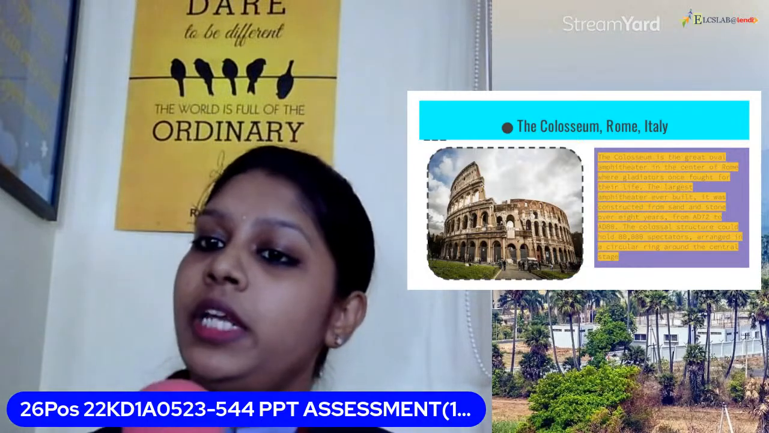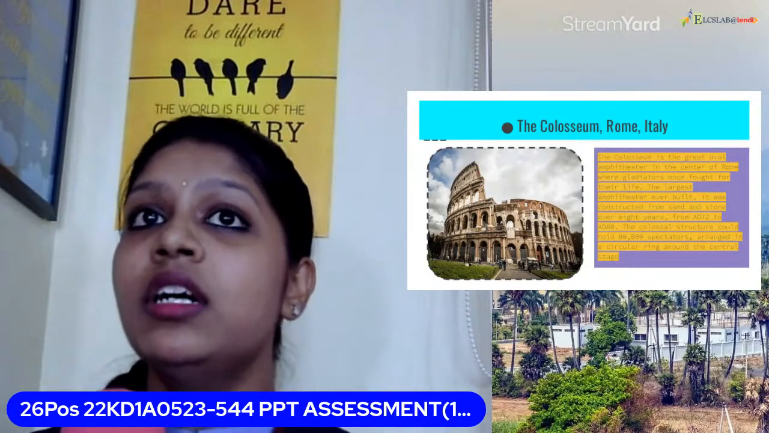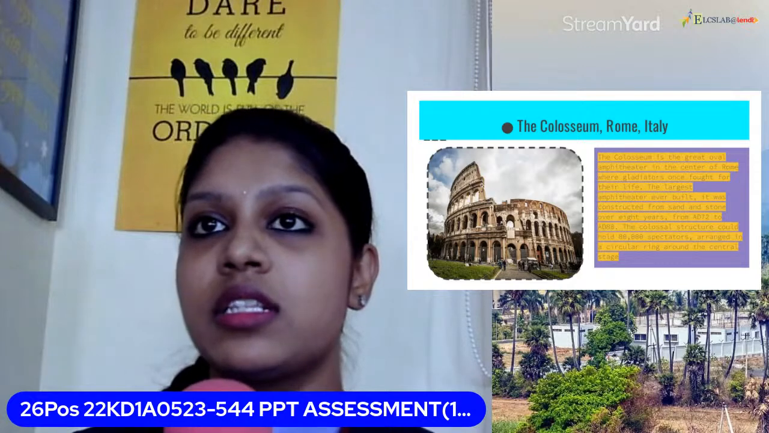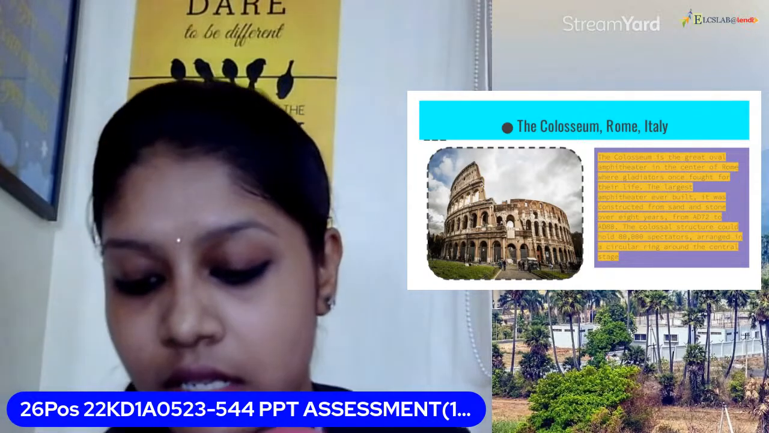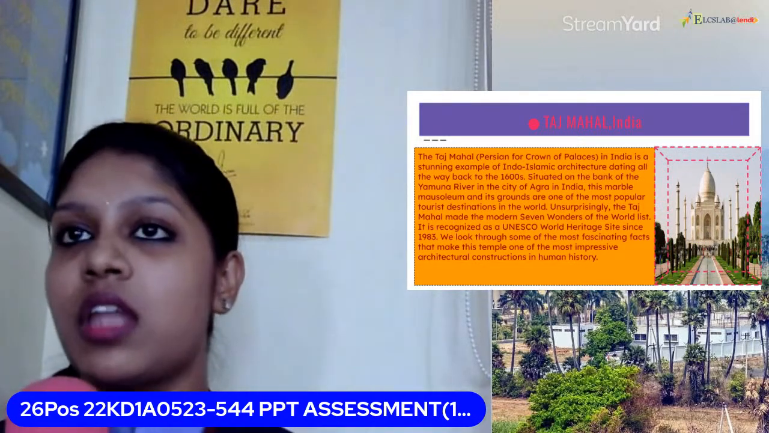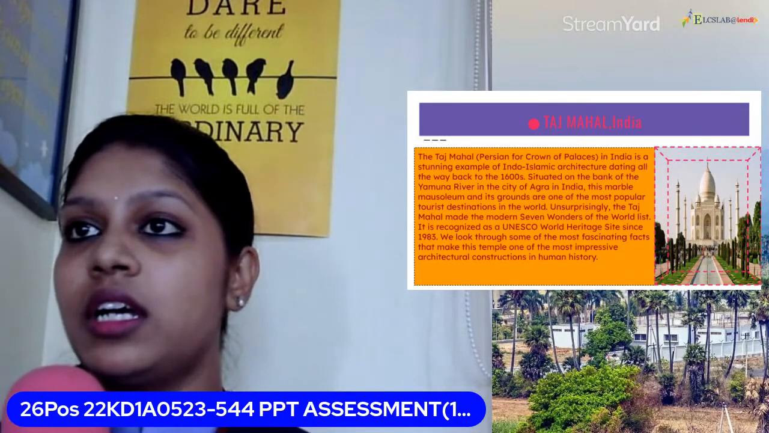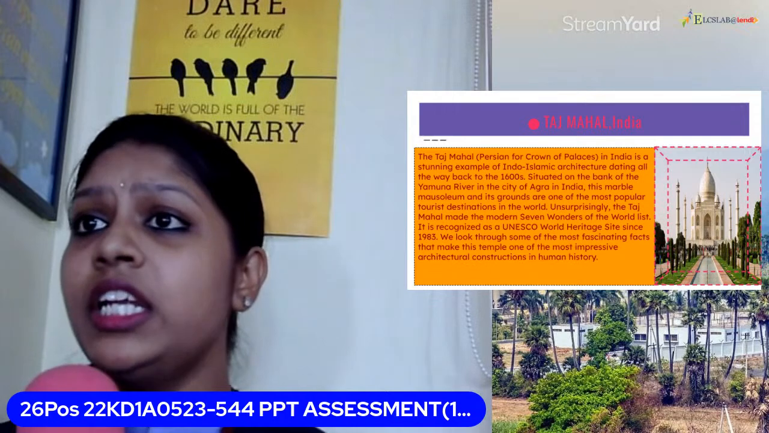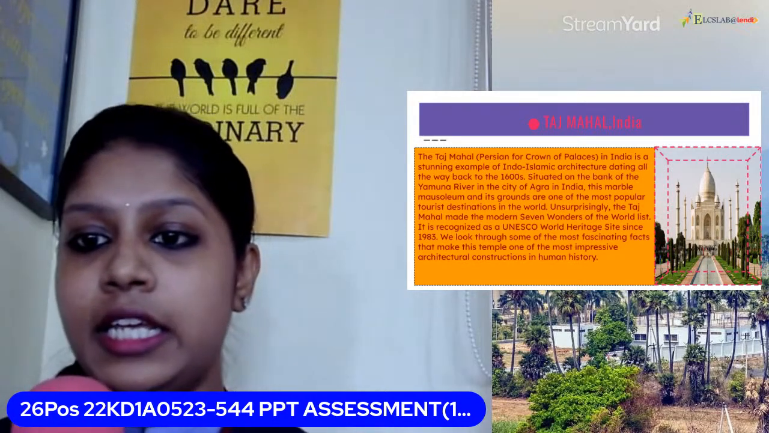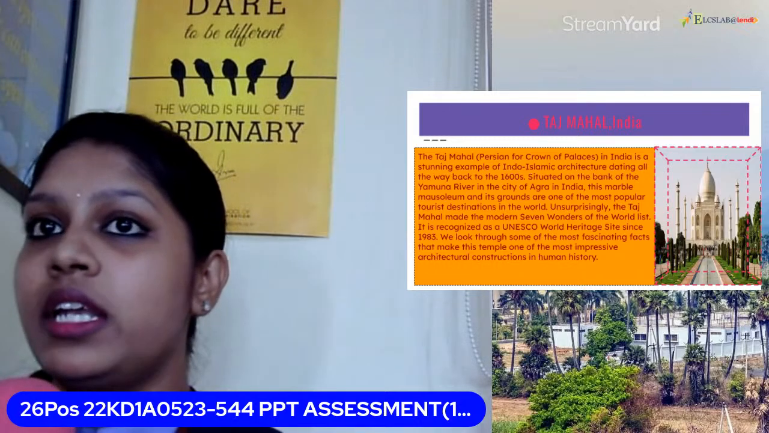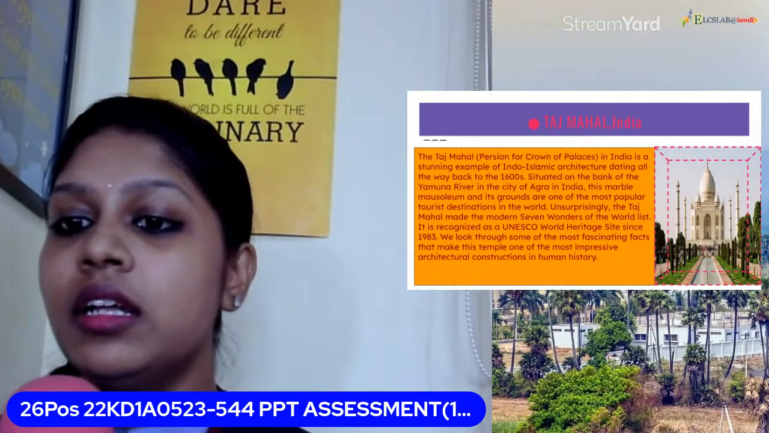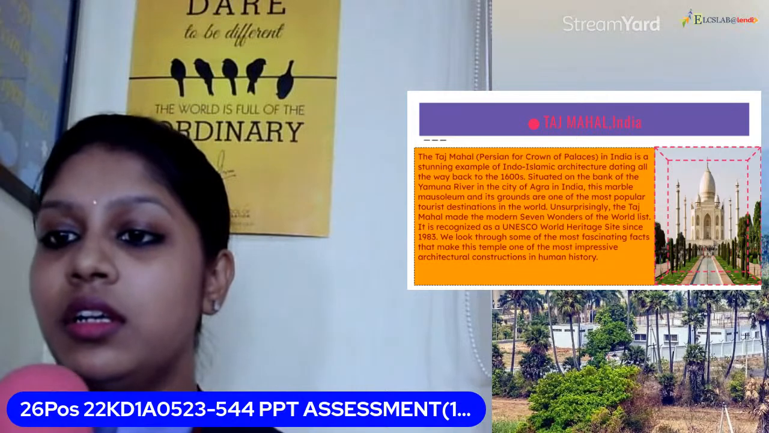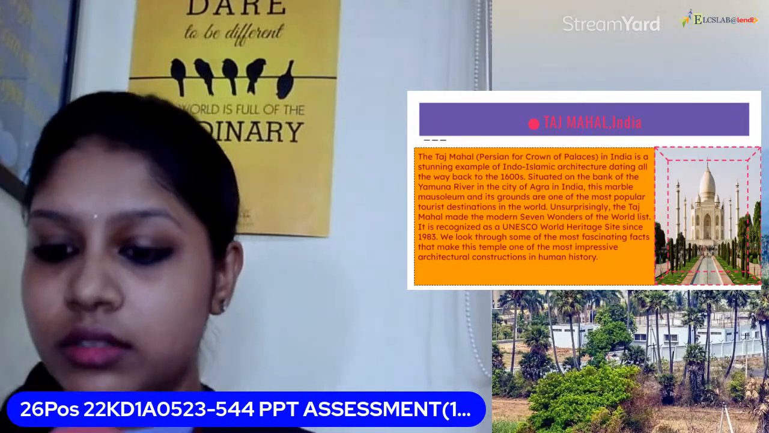Next, the Colosseum in Rome, Italy. It is the oval amphitheater where gladiators fought for their lives. It is also recognized as one of the seven wonders of the world. And the Taj Mahal in India. It was built by Shah Jahan for his beloved wife Mumtaz Mahal. It was built in 1983. It is recognized as a UNESCO World Heritage Site. Nearly 31 million rupees were spent to build the Taj Mahal.